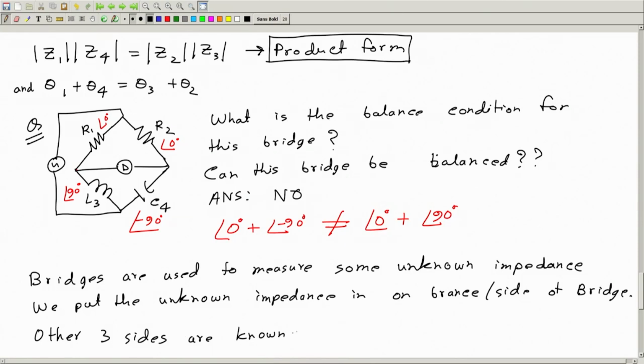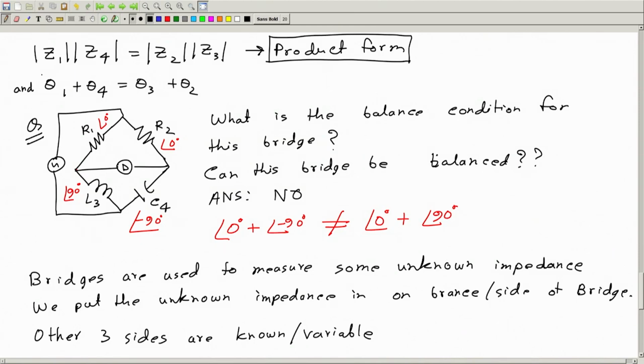So, other sides are known, variable, and then we vary the other three sides, find the situation where we get a null in the detector, and then from the balance equation Z1 by Z2 same as Z3 by Z4, we can find the value of the unknown impedance, because three impedances are known, one is unknown.